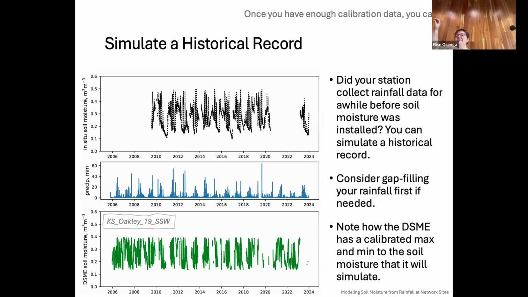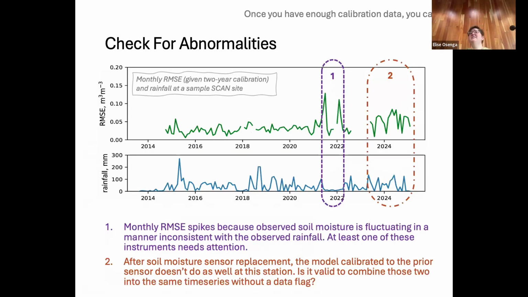Again, those very, very wettest and very, very driest, we just don't see those because of how the model works. The other thing you can do with this is check for sensor abnormalities. This is a SCAN site that has about the same overall error as that CRN site did. This one's in North Texas. This is monthly RMSE compared to precip.